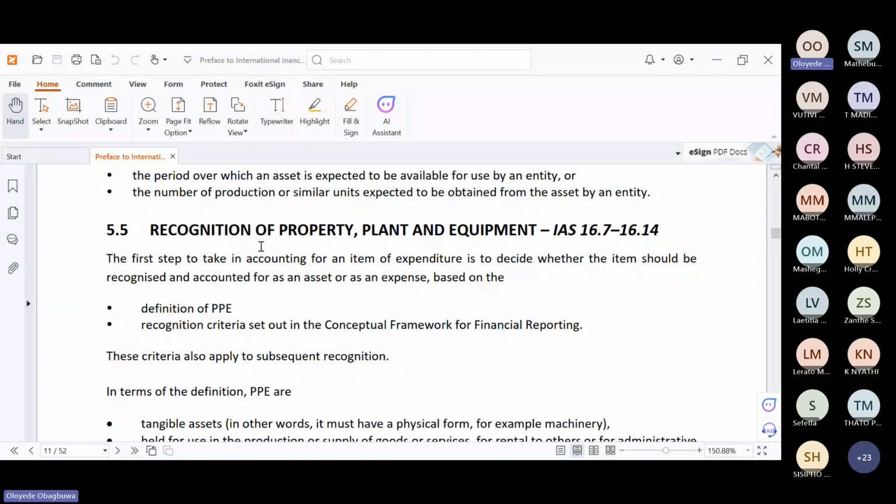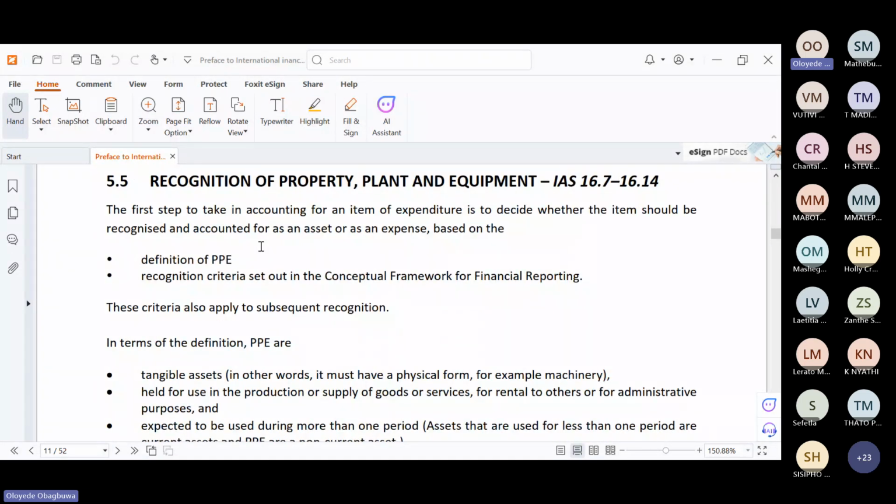Recognition of property, plant, and equipment. How do you recognize them? You should know the recognition criteria from your conceptual framework. I believe you will have done that. In the conceptual framework, you have the recognition criteria. How do you recognize an asset? An asset must have a future value. That is, there must be an inflow from that asset, and it must be measurable. These are criteria that are listed in the conceptual framework on how you can recognize an asset.